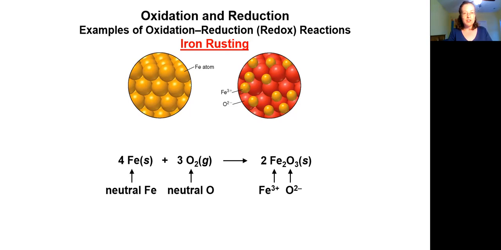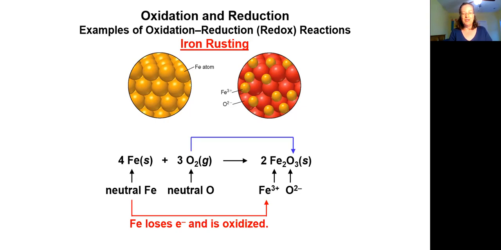When you're oxidized, you lose electrons, you lose negativity, and become more positive. The neutral iron atoms became +3 ions. They lost electrons, 3 to be exact. So the ones who gain them are those oxygen atoms. They gain electrons, which have a negative charge, so they become more negative. They are reduced.